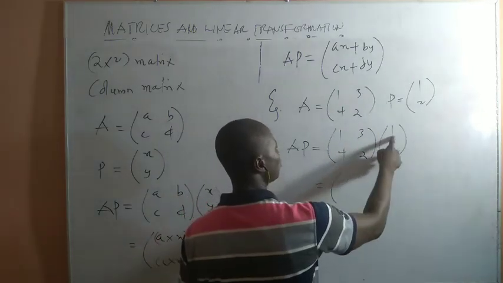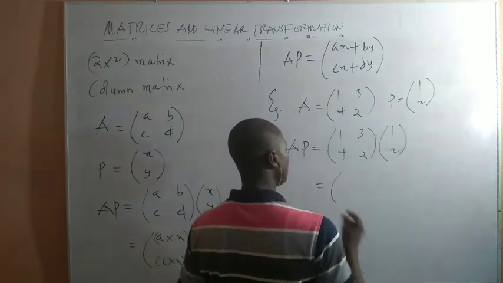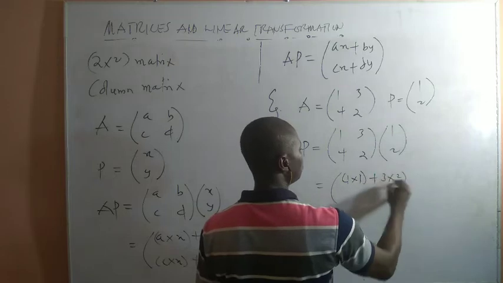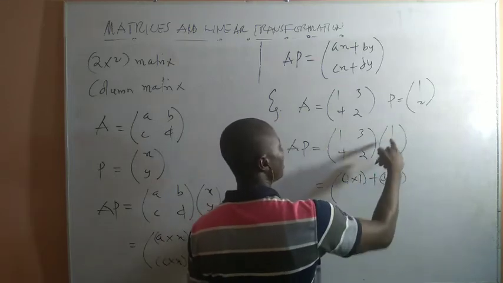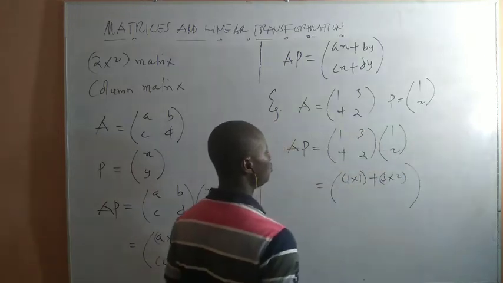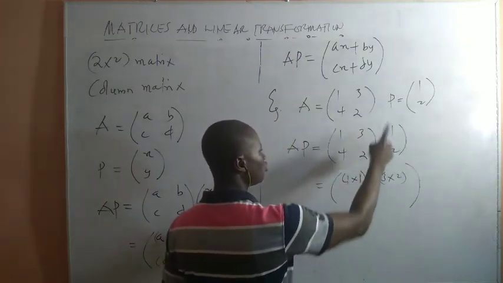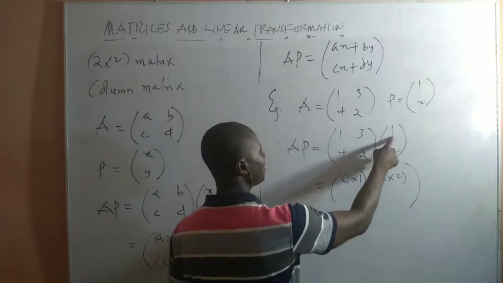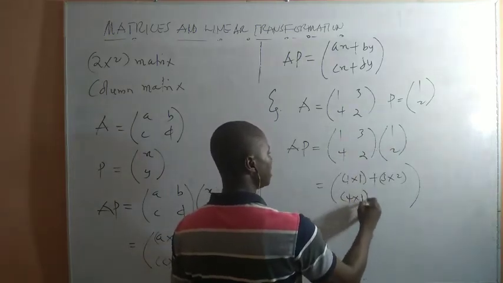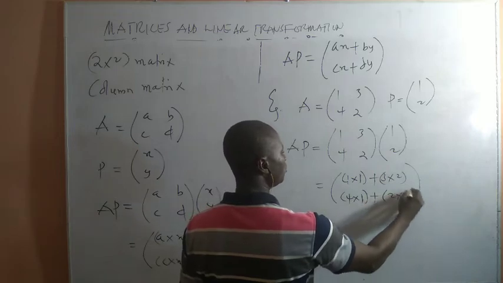So we have 1 times 1 plus 3 times 2. So we are done with the top. Then the second row also multiplies the column matrix. So we have 4 times 1 plus 2 times 2.